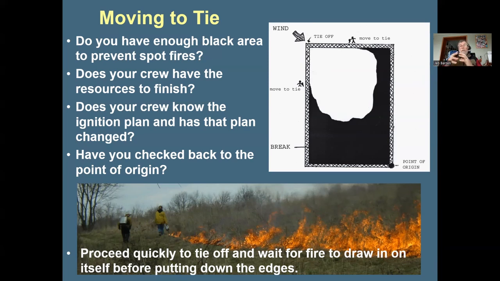And so you want to make sure that if it's a new tie point, that it's clear where these people are going to meet, that they have enough drip torch fuel to get to that tie point. And in this case, the person is less experienced, and so they have somebody who's going with them to make sure that what they are doing is safe.